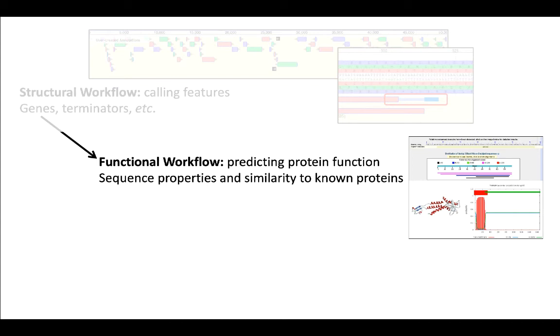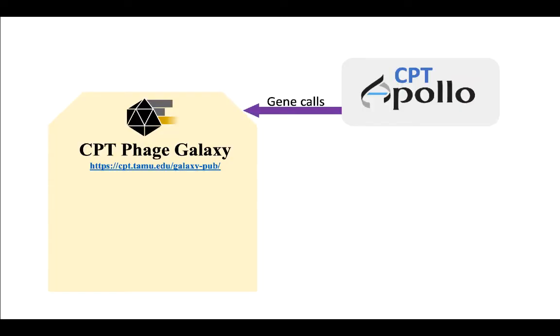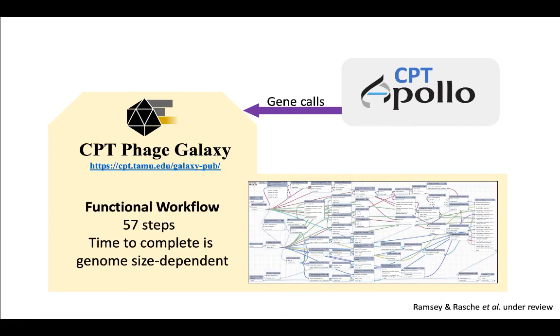we predict protein function. This looks at sequence properties as well as similarity to known proteins using tools such as the familiar BLAST or conserved domains like transmembrane domains, and potentially comparisons to proteins with known structure. So this requires the gene calls coming out of Apollo and being ported back to Galaxy through our bridge, and then the running of the functional workflow, which has 57 different steps.